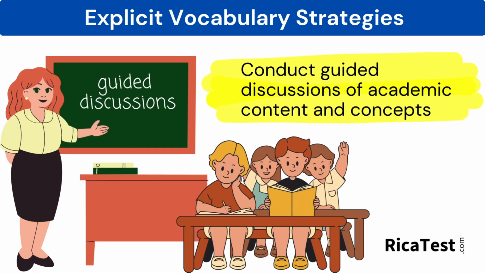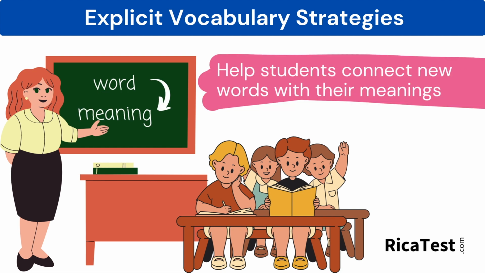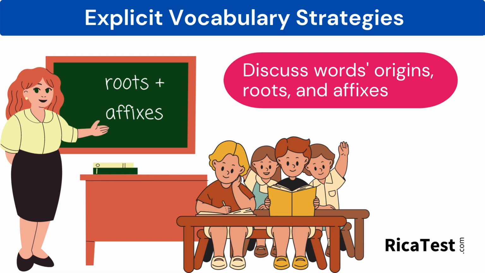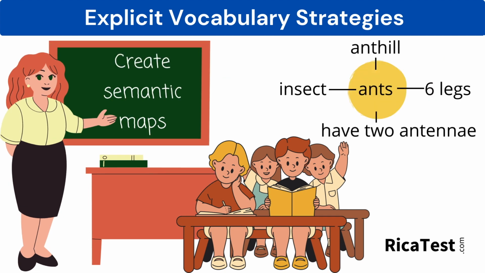When teaching vocabulary, make sure to design guided discussions that build students' practice of academic content and concepts. Next, connect guided discussions of the new words and their meanings. Challenge students to identify synonyms and antonyms. Discuss words, their origins, roots, and or affixes. One strategy that students love is when you can tell the story of a word by sharing its etymology. Create visuals with the students, such as a semantic map, which is also called a word map.